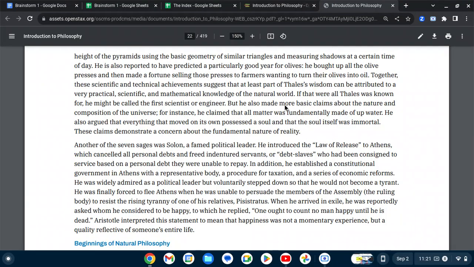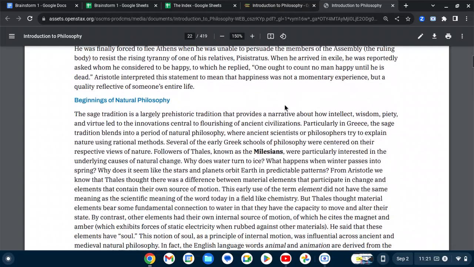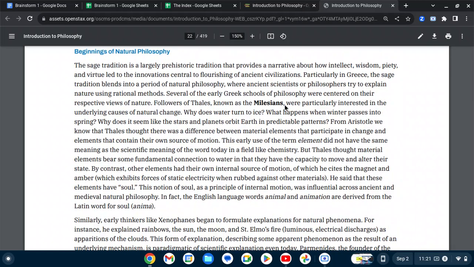He was finally forced to flee Athens when he was unable to persuade the members of the assembly to resist the rising tyranny of one of his relatives, Pisistratus. When he arrived in exile, he was reportedly asked whom he considered to be happy, to which he replied, "One ought to count no man happy until he is dead." Aristotle interpreted this statement to mean that happiness was not a momentary experience, but a quality reflective of someone's entire life.